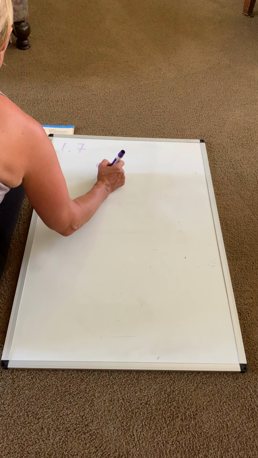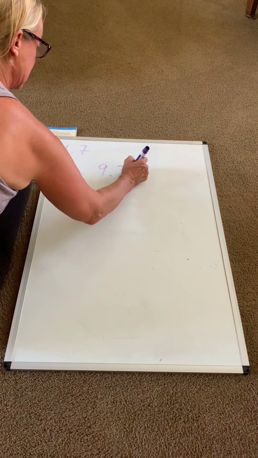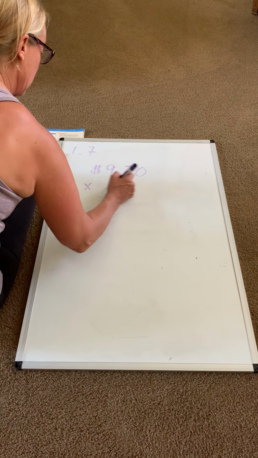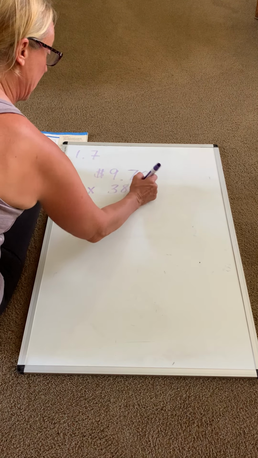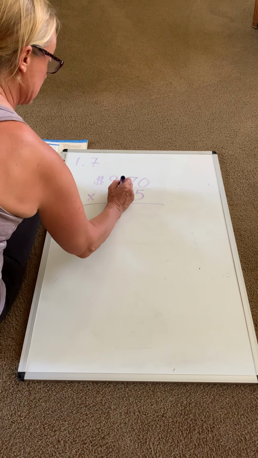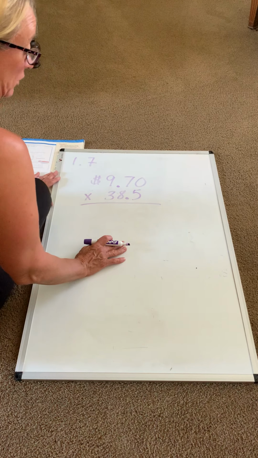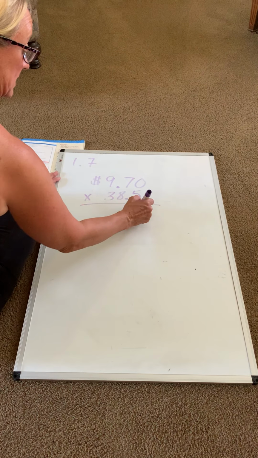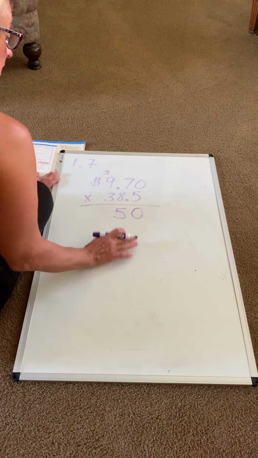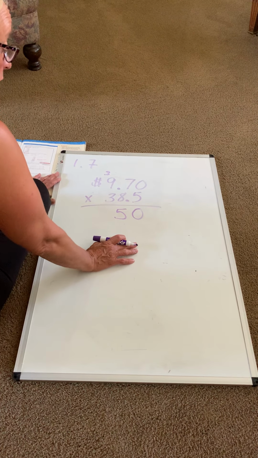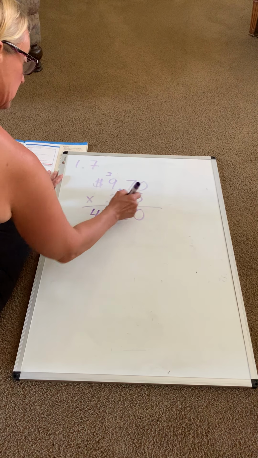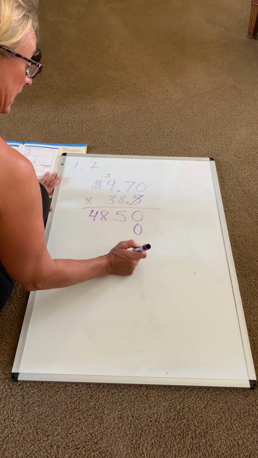So for example, on page 43, they have $9.70 times 38.5. You do not line up your decimal points, but you multiply like you would any other three-digit numbers. 5 times 0 is 0. 5 times 7 is 35. Carry your 3. 5 times 9 is 45. Plus 3 is 48. You're done with your 5, so you put your 0 or your X here.